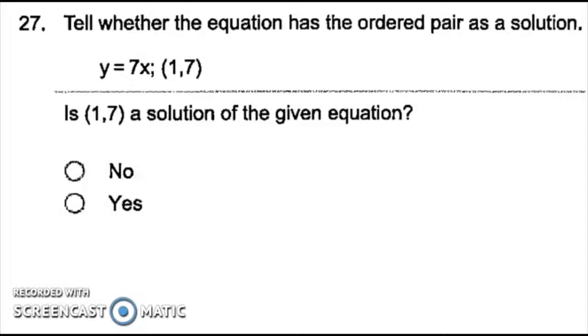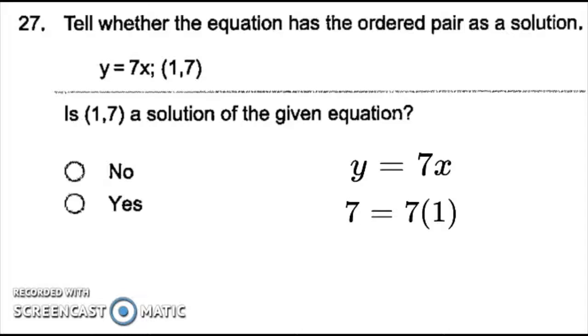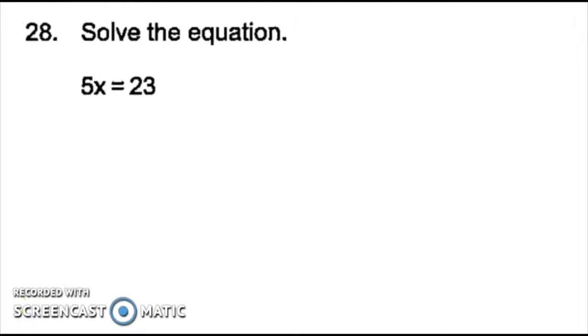So what we need to do is substitute those in for x and y. So again, we said 1 is x and 7 is y. So we have 1 times 7, which is 7, and 7 does indeed equal 7, so it is a solution. So we're going to say, yes, 1, 7 is a solution to the given equation. That's number 27.